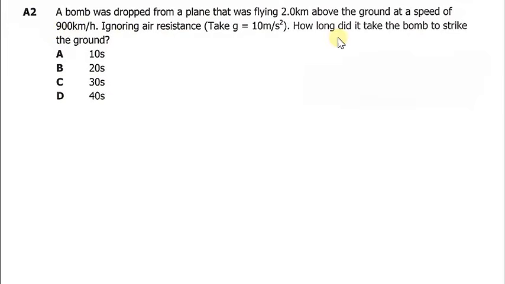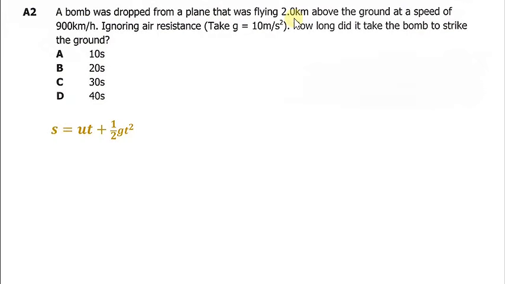Since they're saying how long did it take the bomb to strike the ground, that is time. If they say how far, it is distance. So for how long, the best formula that can help us is this one, which involves time: s = ut + ½gt². So s is distance, u is initial velocity, t is time, and g is acceleration due to gravity.